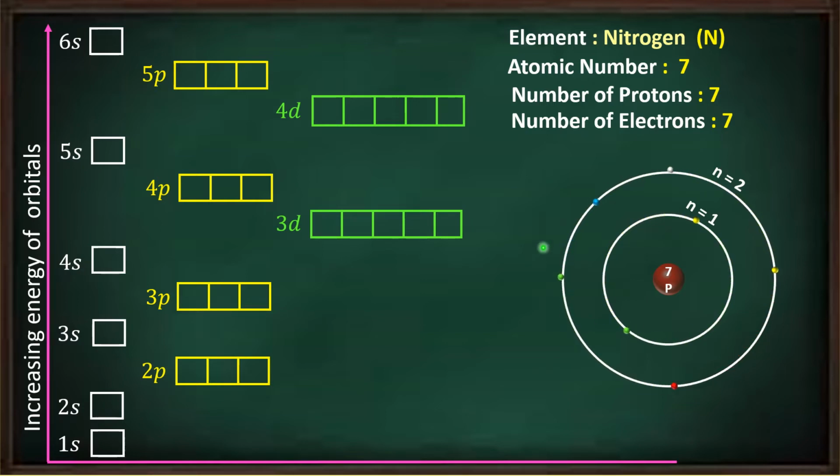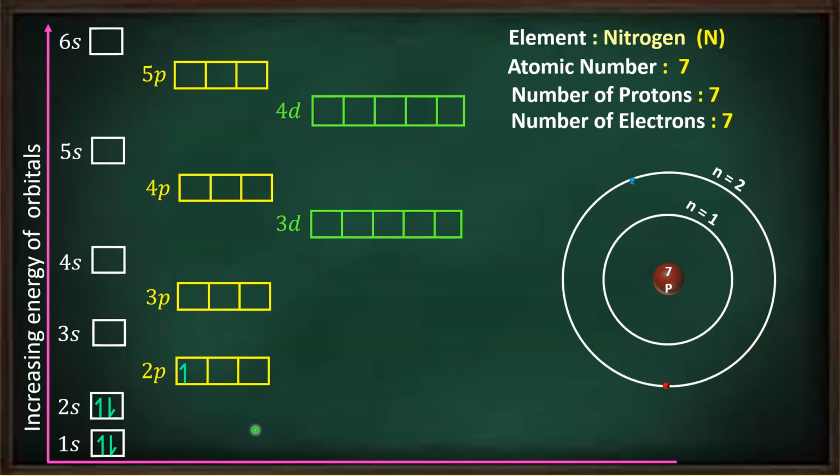Okay, so totally 7 electrons are there to fill. So we have to fill from the inner electrons. First electron enters into 1s orbital. Second electron pairs up with this electron in 1s. Next, 1s orbital is completely filled. Electrons enter into 2s orbital, isn't it? Then the fourth electron pairs up with this electron, isn't it? Next, electron enters into 2p.